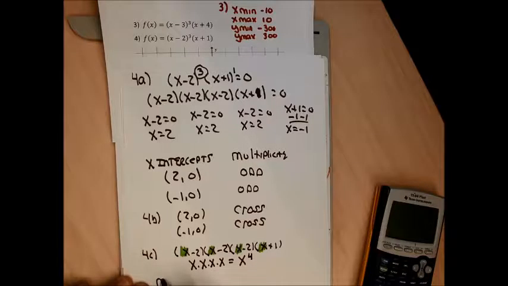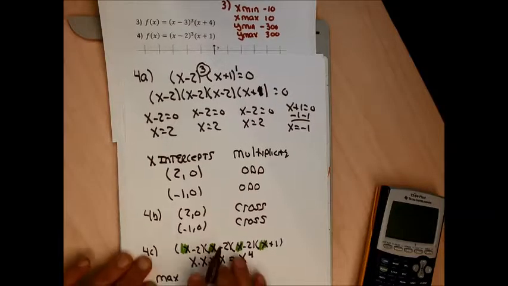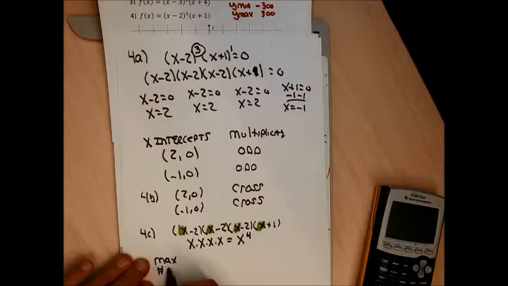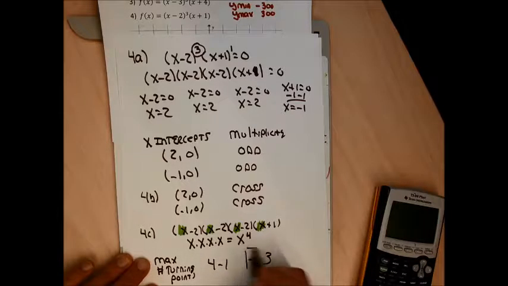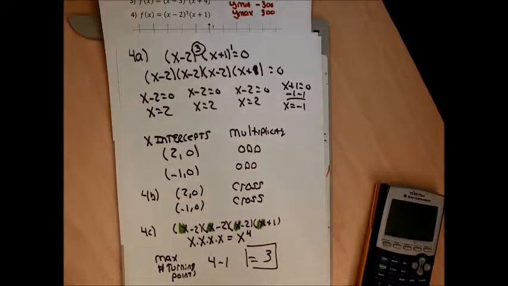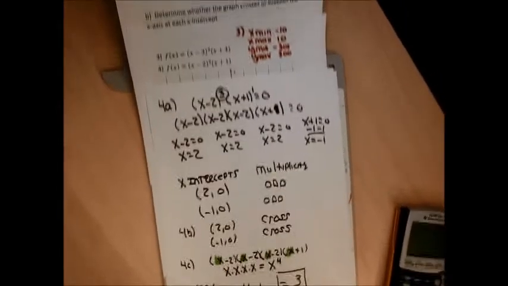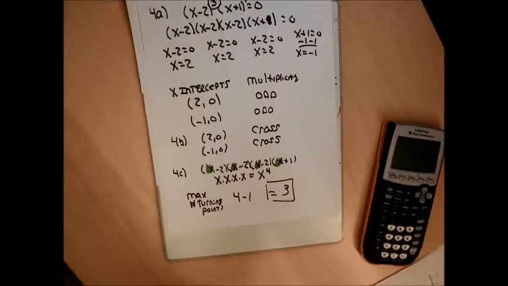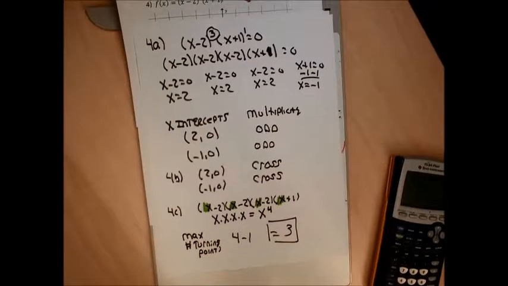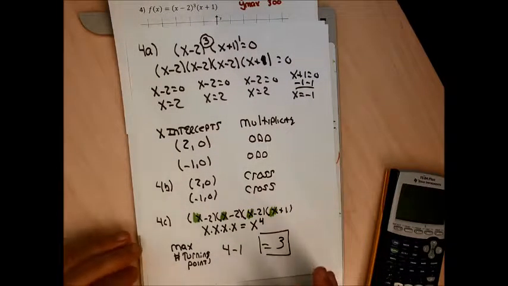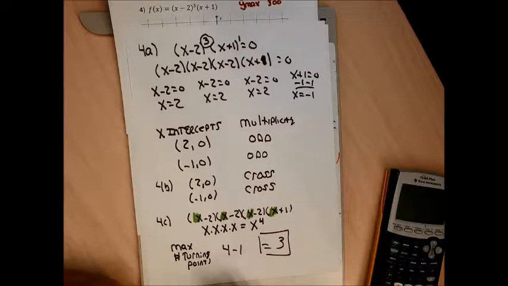So the maximum number of turning points is going to be 4 minus 1, which is going to be 3. The answer to part C: there's at most 3 turning points.